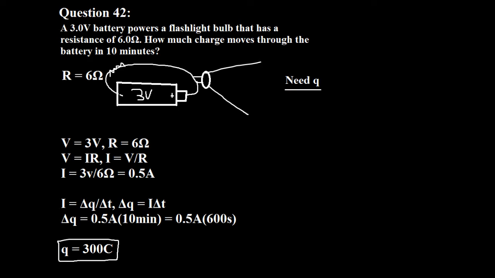And the next equation we use is current equals the change in charge over the change in time. And if you rewrite that, the change in charge equals current times change in time. So plugging in the values, we have the change in charge equals 0.5 amperes times 10 minutes, which also equals 0.5 amperes times 600 seconds, meaning that our final answer is going to be 300 coulombs.